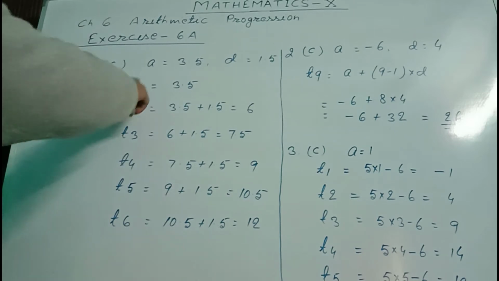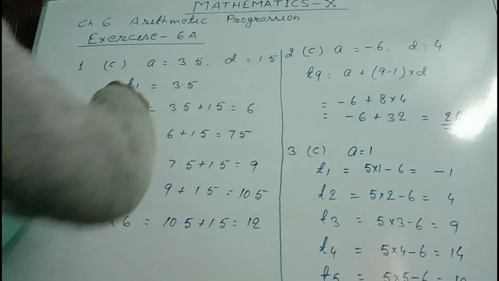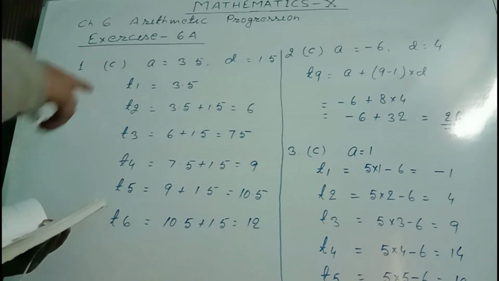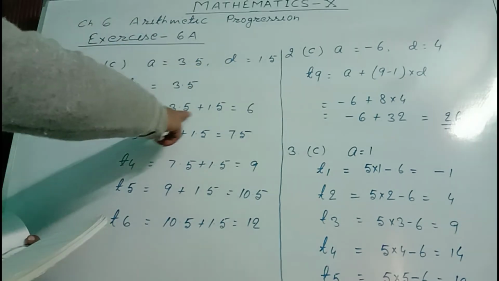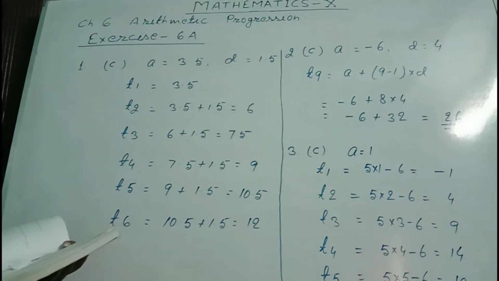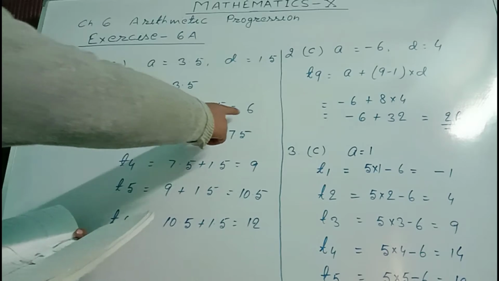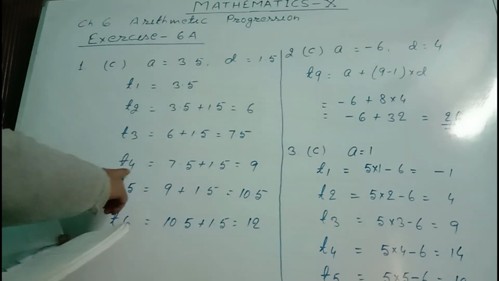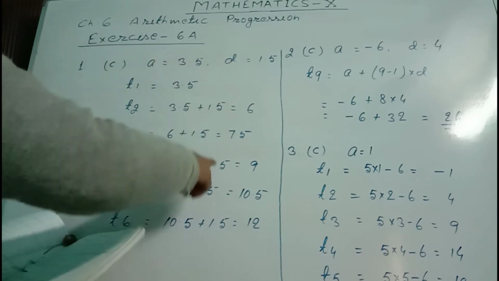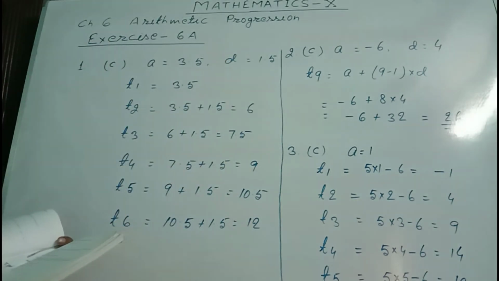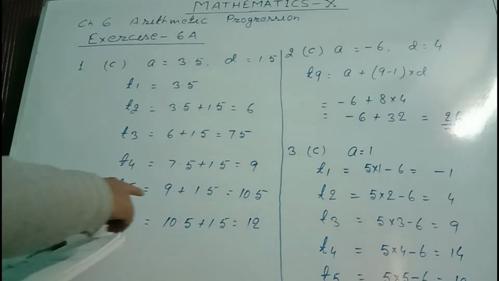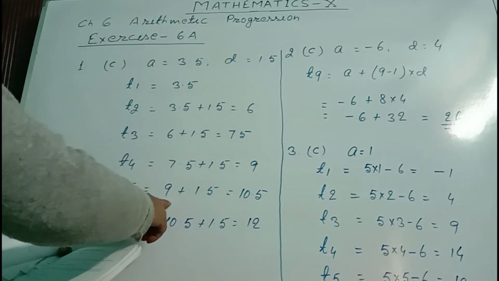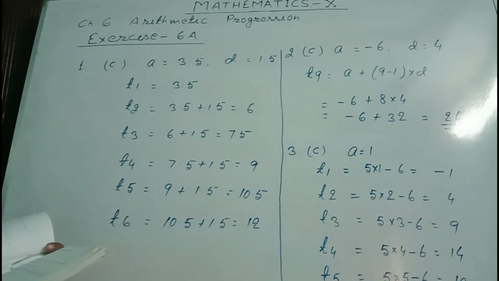So here t1, that is the first term only, t1 equal to 3.5, t2 equal to a plus d, 3.5 plus 1.5 equal to 5, t3 equal to this 5 plus 1.5, 6.5, t4 equal to 6.5 plus d, means 6.5 plus 1.5, 8, t5 equal to 8 plus d, 8 plus 1.5 equal to 9.5, and t6 equal to 9.5 plus 1.5, that is equal to 11.